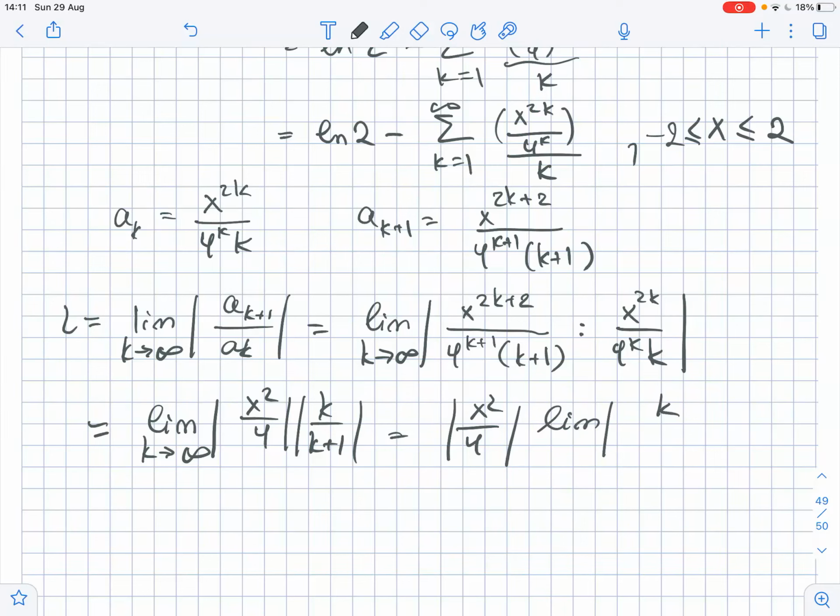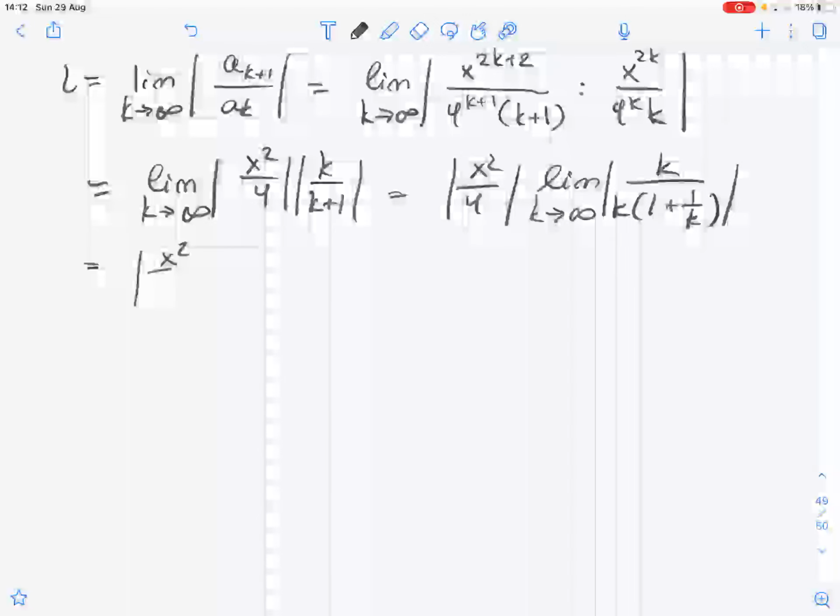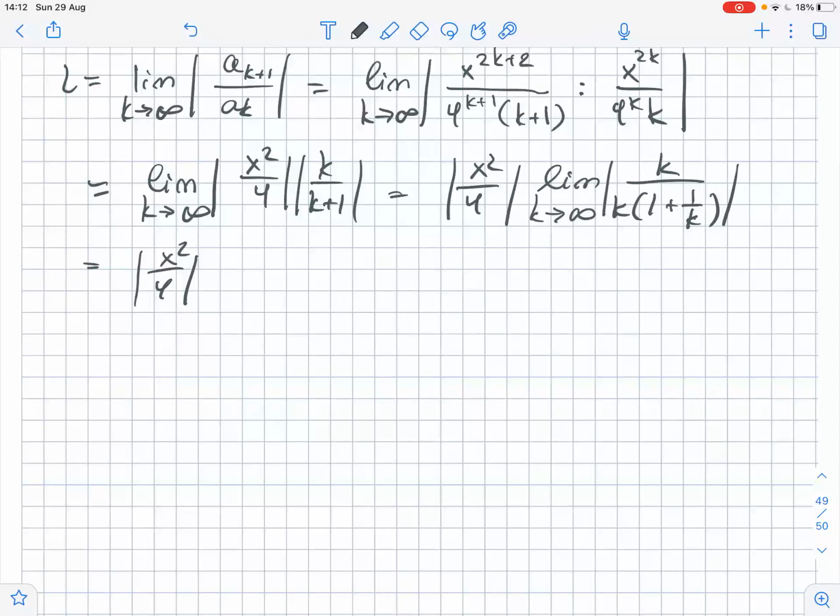Then this equals the absolute value of x squared over 4 times the limit of the absolute value of k over k times (1 plus 1 over k), where k approaches infinity. Then this equals the absolute value of x squared over 4 times the limit of 1 over 1 plus 1 over k, where k approaches infinity, and this equals the absolute value of x squared over 4.